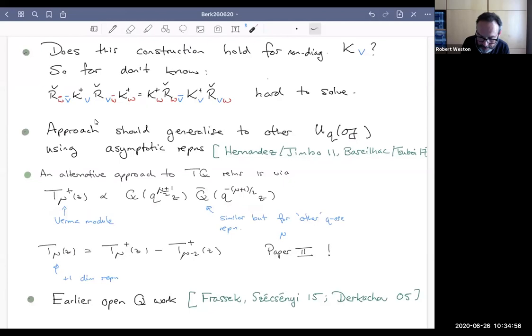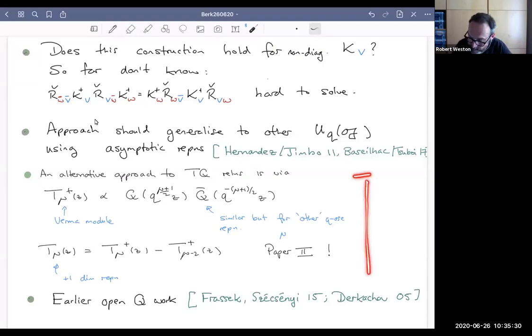And so then you can understand TQ relations. This means the Verma module where mu is some arbitrary complex number. But then I can take a finite dimensional representation. So now take this as an integer, then I can take quotients of Verma modules and get finite dimensional representations. So I can write down transfer matrices of finite dimensional representations in terms of products of Qs and Q bars. And then from that, I can write down TQ relations. So there's another route.